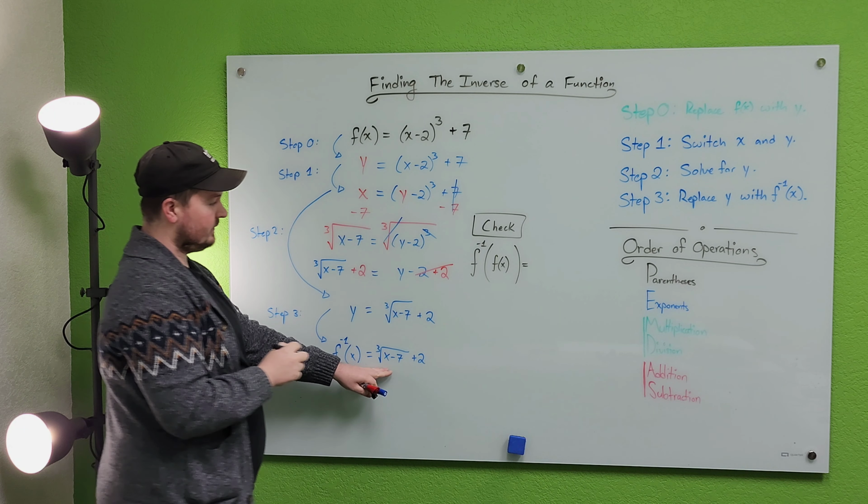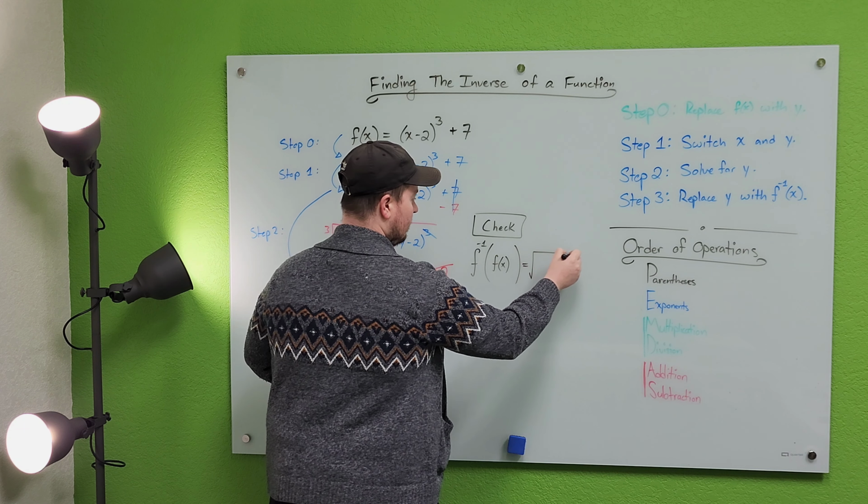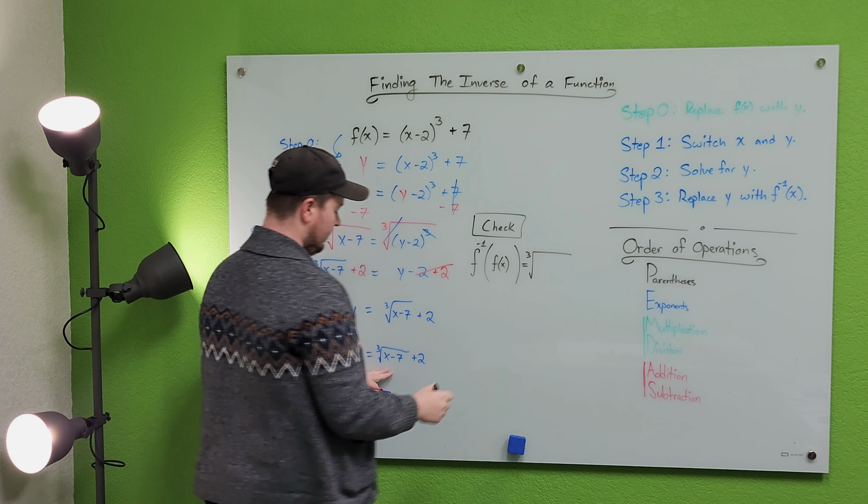I'm going to take the inverse function and plug the original function into it as input. So the inverse function is the cube root of something minus 7 plus 2. I know I don't have a lot of space, so sorry, it's getting a little small. But what we have to plug in for x here is the original function, which is x minus 2 cubed plus 7.